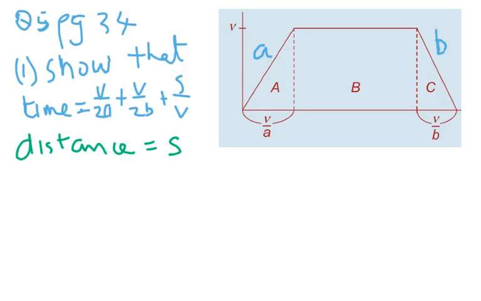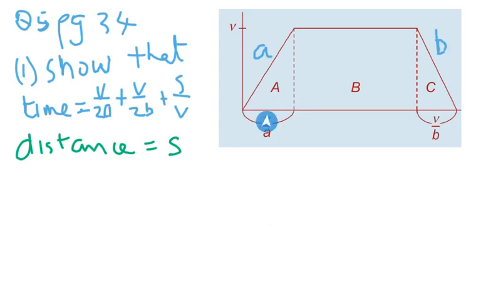Question 5, page 34. It's about a car that travels a distance of s meters, and we have to show that with a maximum acceleration of a, a maximum deceleration of b, and a maximum velocity of v, a speed limit of v, the time is equal to this here, s over v plus v over 2a plus v over 2b.